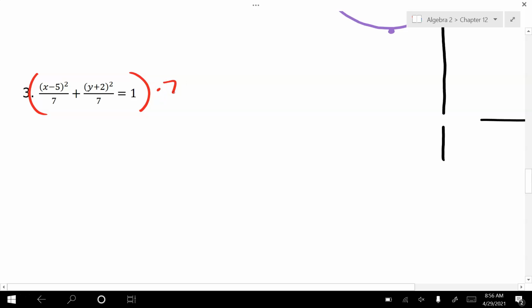So when I do that for the x minus 5 and the y plus 2 quantities, those 7s are now going to be gone, because they're in the denominator right now, and I'm multiplying them by a 7 in the numerator. So they're going to cancel. So I have x minus 5 squared, and then y plus 2 squared, because the same thing's going to happen on that one too. But then I also have to take that 1 times 7, so it's going to equal 7 now.